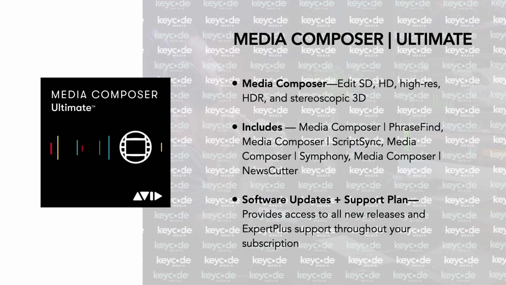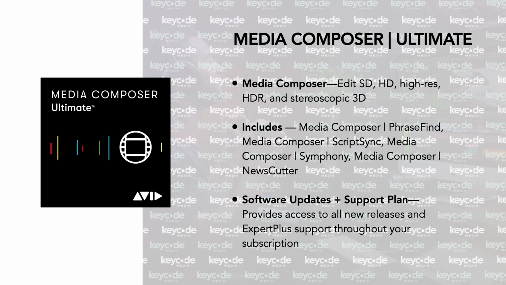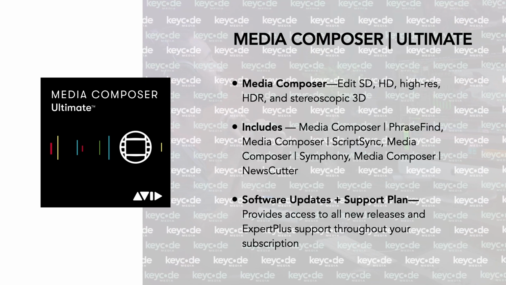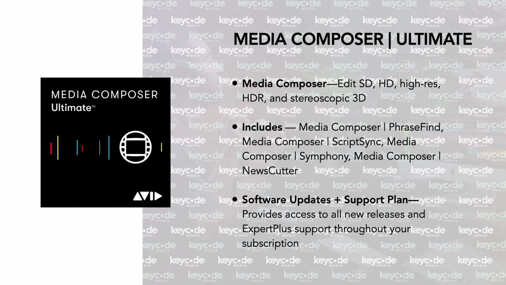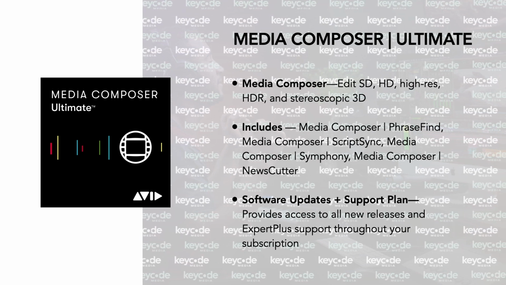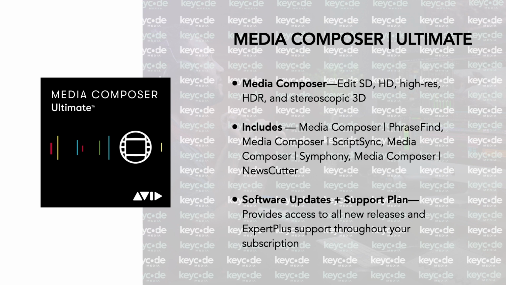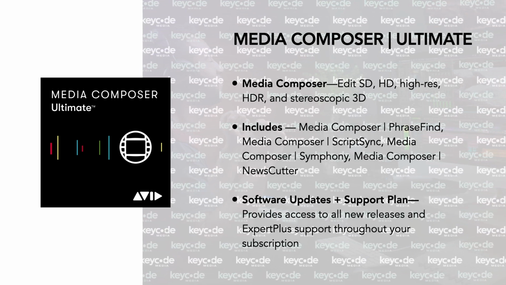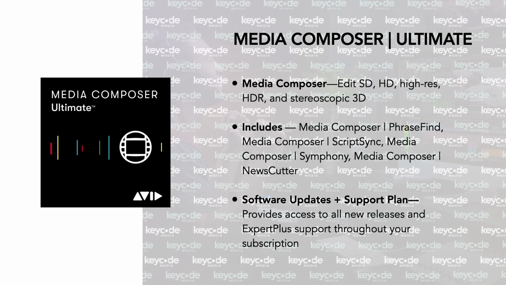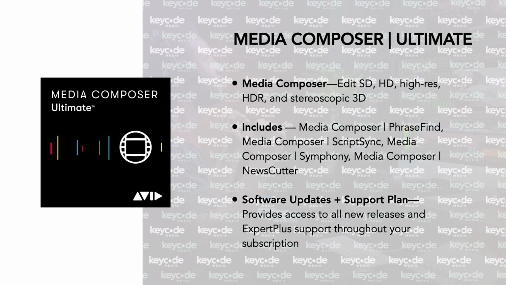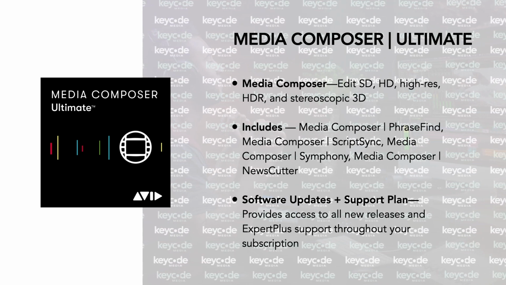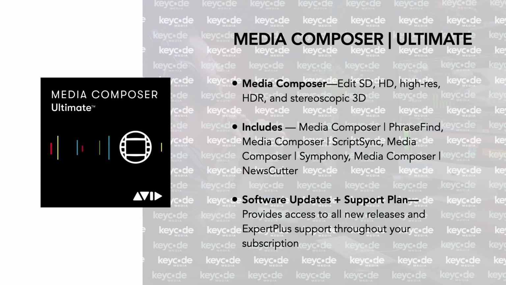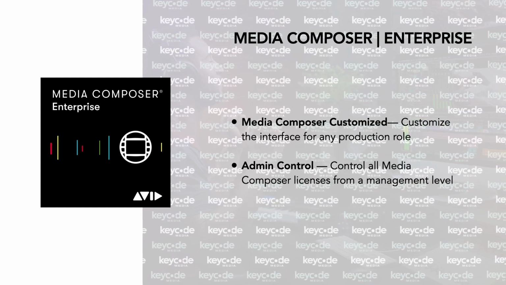So, Avid Media Composer Ultimate. The Ultimate subscription includes the same specs as the standard subscription, but also adds script sync, phrase find, Symphony for color correction and finishing, News Cutter for the news folks, and you'll have access to all previous versions of Media Composer, so you can change your license to sync with whatever version the editing project requires or that your hardware can support. Avid Media Composer Enterprise.